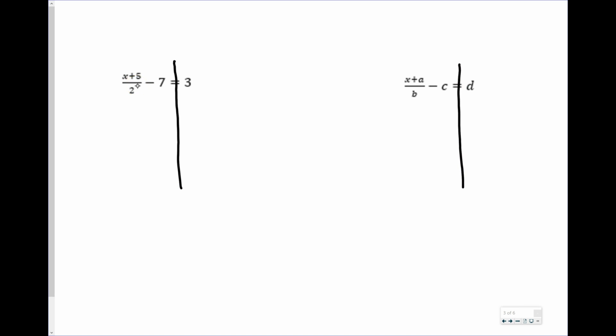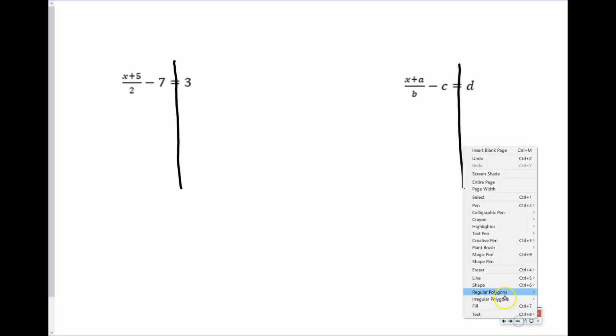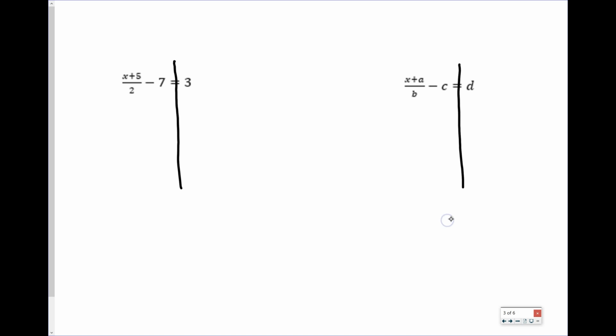So we talked about getting rid of fractions first, so I have this 2 that I have to get rid of. So if I want to get rid of the 2, I have to multiply every single thing by 2. Okay? That means that these 2's cancel out, and I have x plus 5.